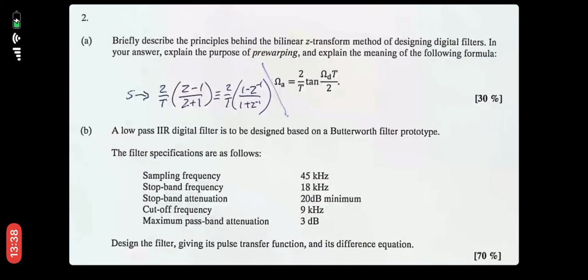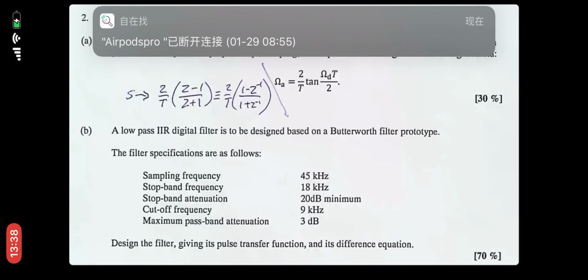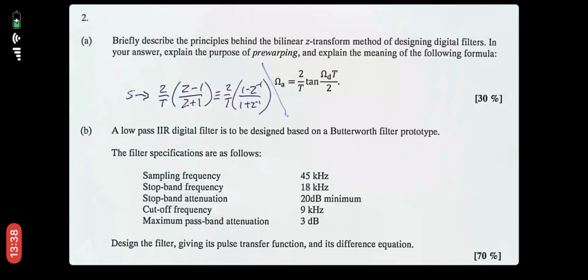Okay, so we've got this transform. So what's the point then of pre-warping? What does this formula bring up? We did this in lab 5. We needed to do pre-warping. Yes. So does anyone else want to echo that? So what do we do with why we need the pre-warp? What does it get us?